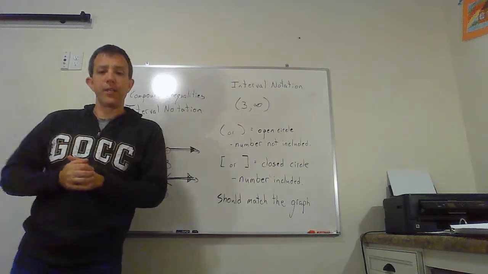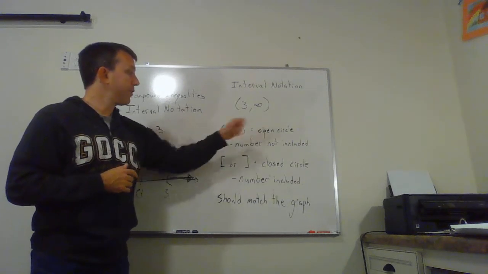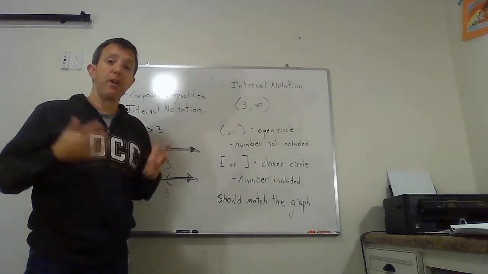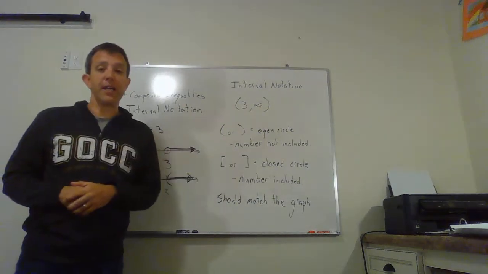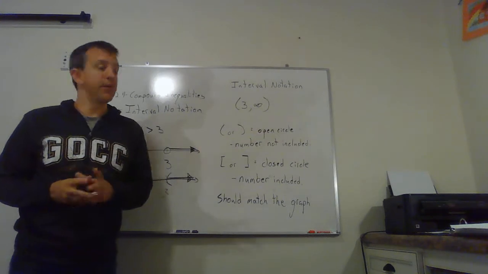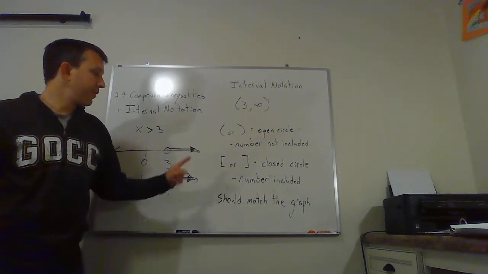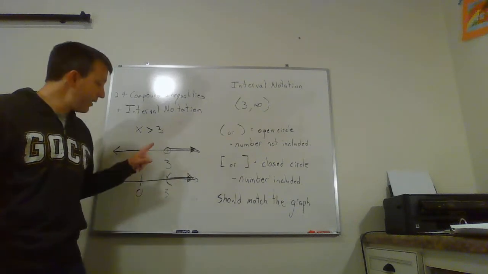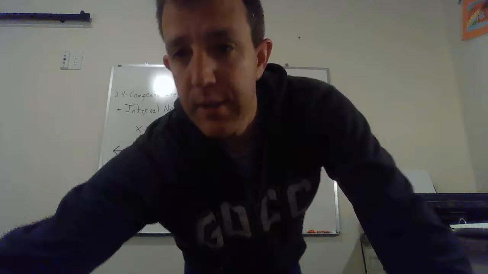So a couple of other points here. We use parentheses as the equivalent of an open circle. The number is not included. That was this example. And we use brackets if the number is included. So the brackets are the equivalent of a closed circle. And for those, the number will be included. And again, it should match your graph. So let's take a look at some more examples.